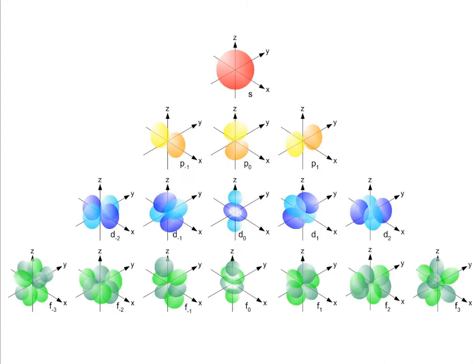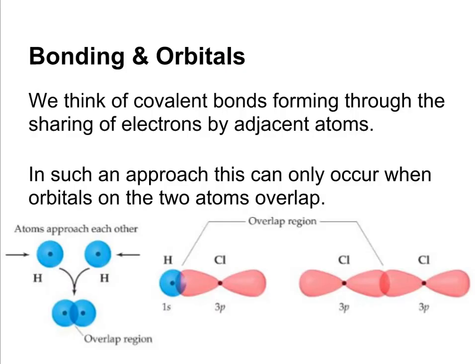You guys remember these shapes, right? This is the shape of the s, p, d, and f electron orbitals. We need to talk about how they apply to molecular geometry. We think of covalent bonds forming through the sharing of electrons by adjacent atoms. That's nothing new. But in applying the orbital representation of it, we have to think about those bonds forming when those 2 orbitals overlap. So if we look at H2 down here, for the covalent bond to form, these s orbitals have to overlap. For HCl, an s orbital and a p orbital are going to overlap. That overlap area is where the electrons are shared.